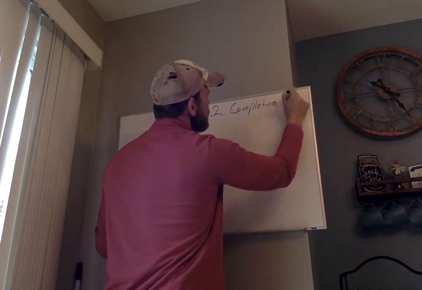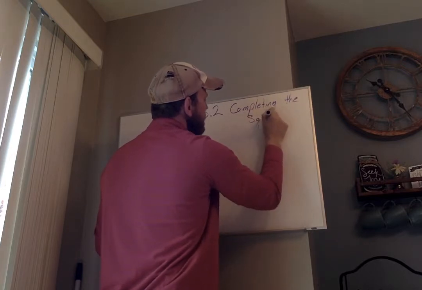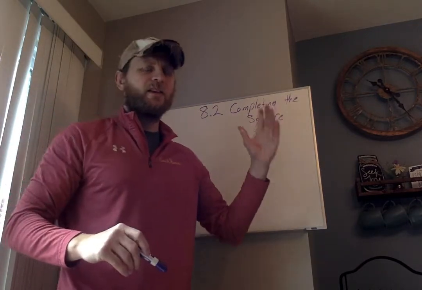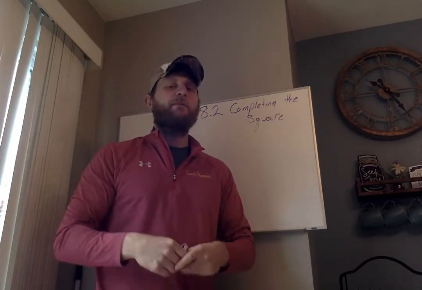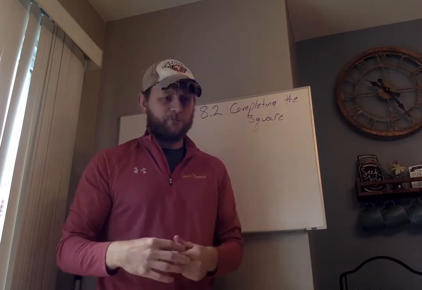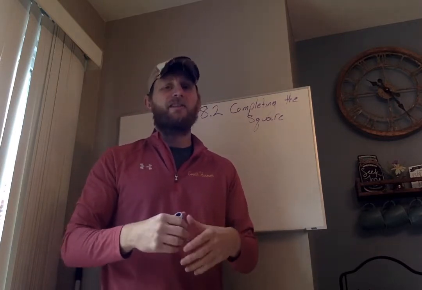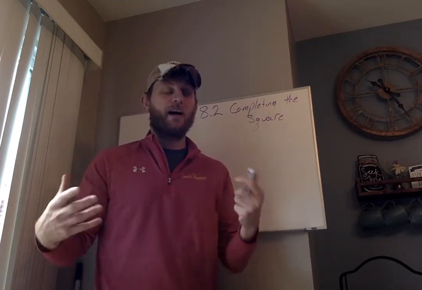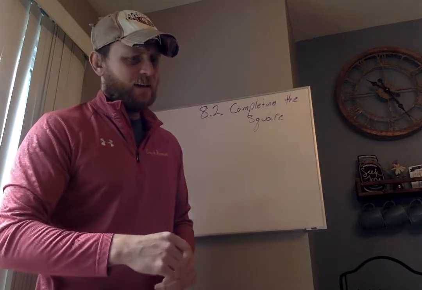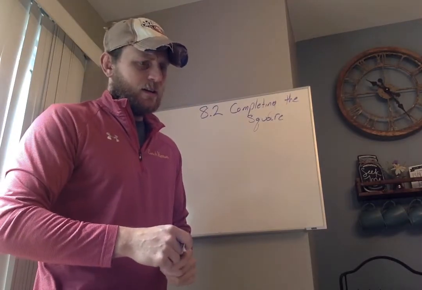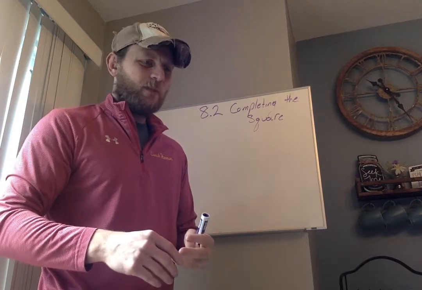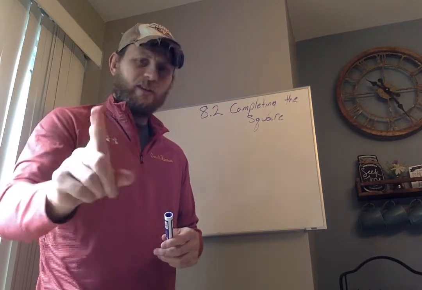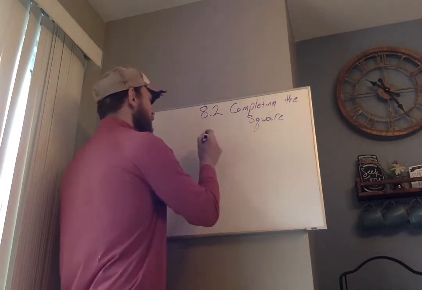Completing the square. So what does this mean? It means I'm going to make the left side of the equation a perfect square binomial. What I mean by that, it's going to look like x plus 5 squared, or x minus 3 squared. That's my goal. It's not that difficult to get it there. It's pretty simple. But there is one trick, and I'm going to show you guys in A.